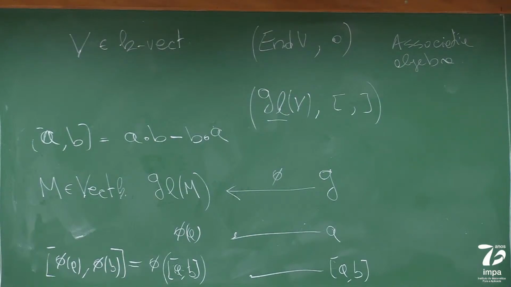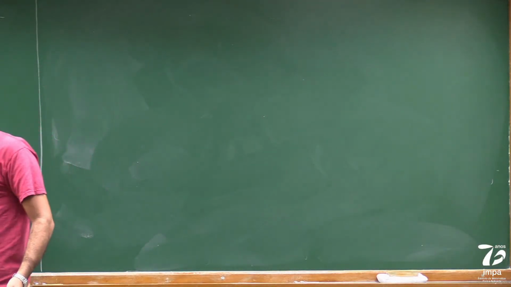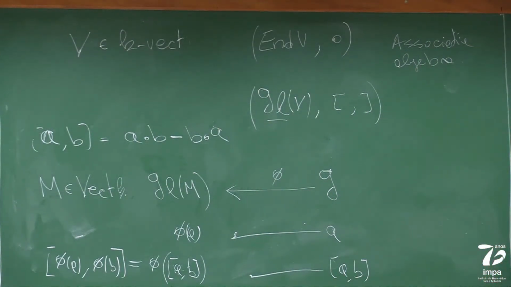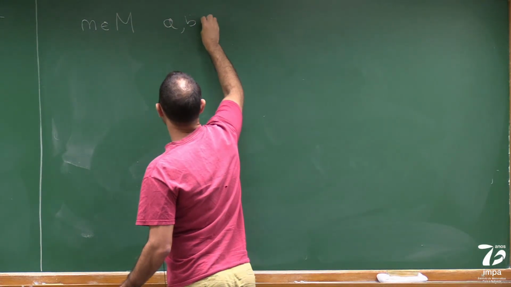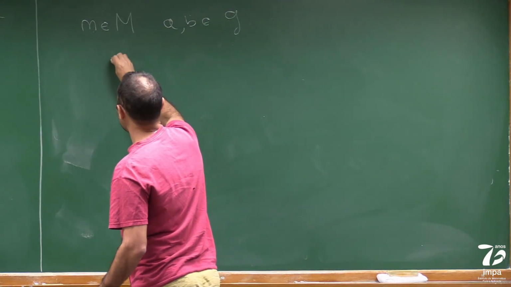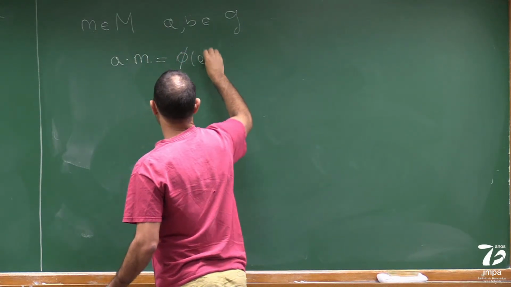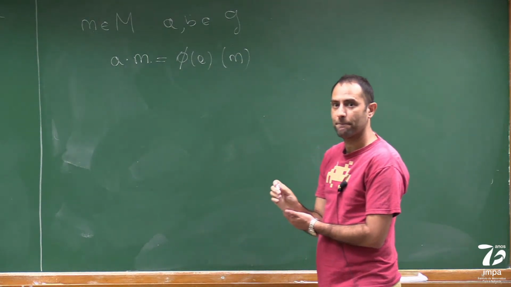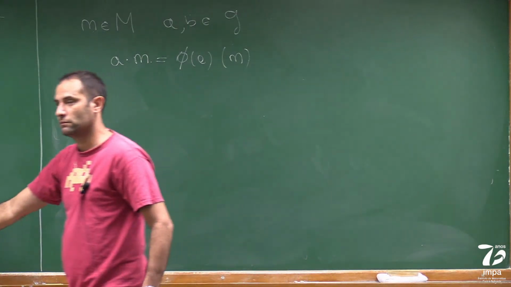So suppose that you have a homomorphism of Lie algebras between these two Lie algebras. And now let's pick a vector M in M and A and B in your Lie algebra G. Then I declare A acting on M to be phi of A. Now this is an endomorphism of M, so I can apply it to M. So this is the definition of this side. And now I read this equation.